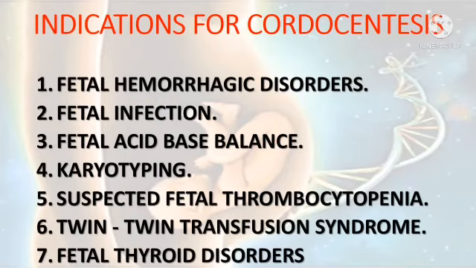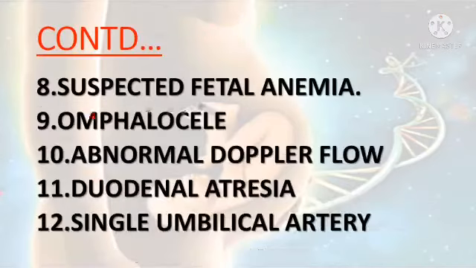There are other indications also, like suspected fetal anemia, omphalocele, abnormal Doppler flow, duodenal atresia, single umbilical artery. So it's easy to remember some direct fetal causes: fetal anemia, fetal thrombocytopenia, fetal hemorrhagic disorders, fetal infections. Remember at least 4 indications for this condition.